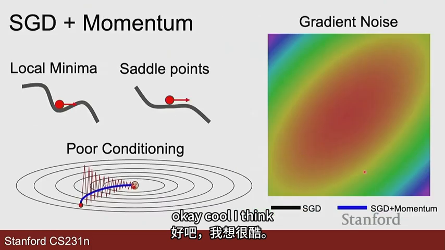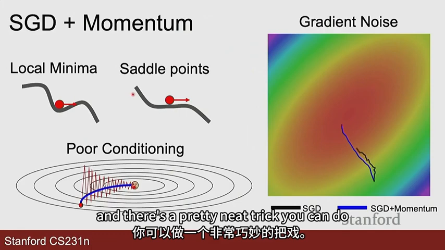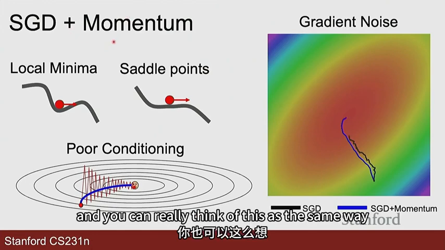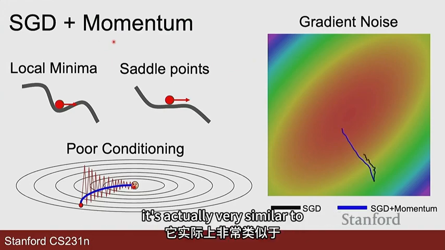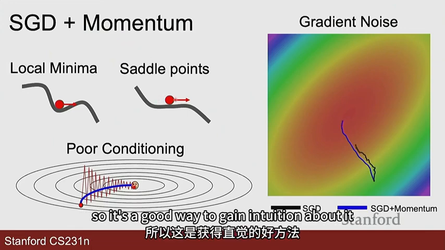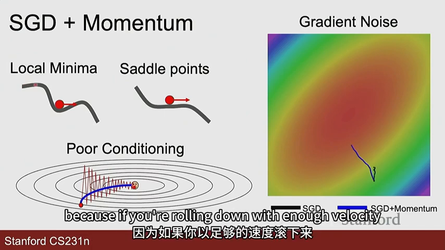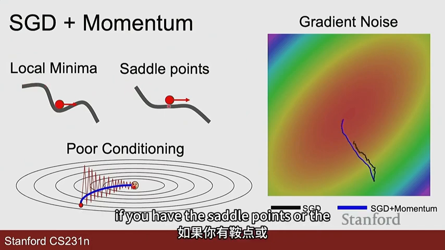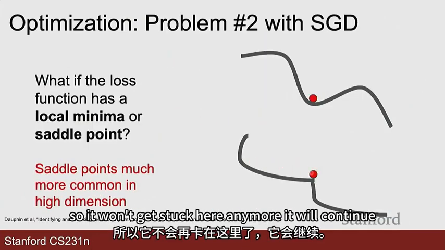Okay, cool. I think to summarize, these are the main issues, and there's a pretty neat trick you can do where you just basically add momentum, and you can really think of this the same way as if you have a ball that's rolling down the hill where it gains momentum. It's actually very similar to how it's modeled in terms of the physical properties. So it's a good way to gain intuition about it at the very least. So you can imagine that it could help with these local minima, because if you're rolling down with enough velocity, you'll be able to come out of it. If you have the saddle points or the flat point here, the model has been rolling down the entire hill, so it won't get stuck here anymore. It will continue.